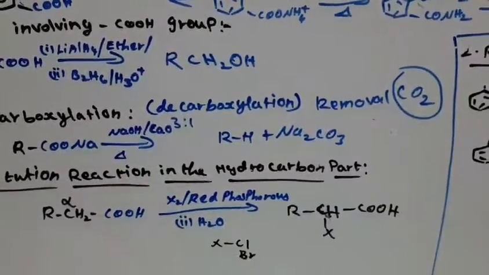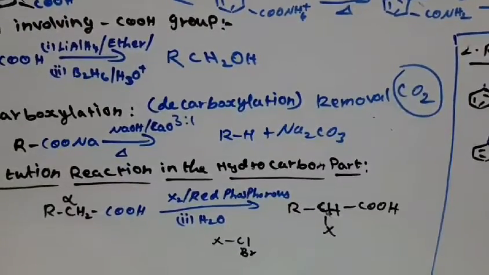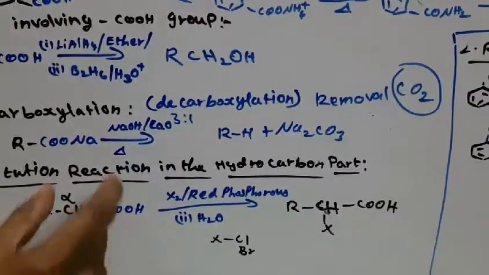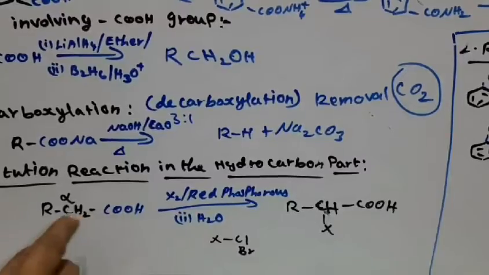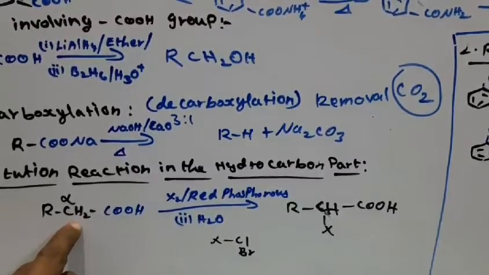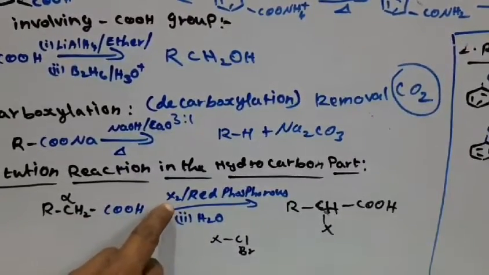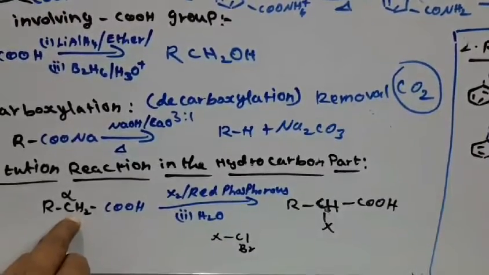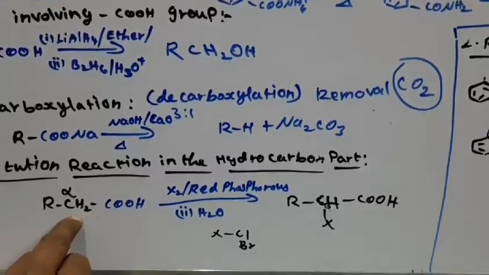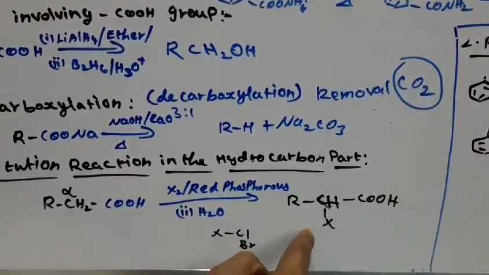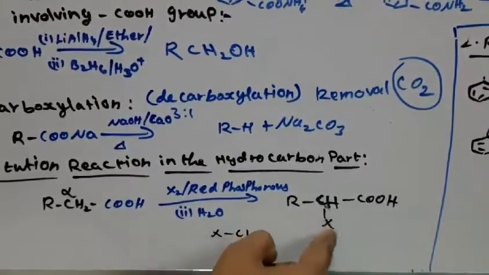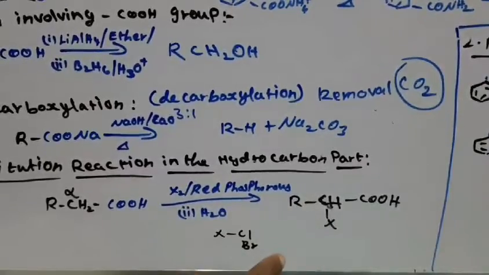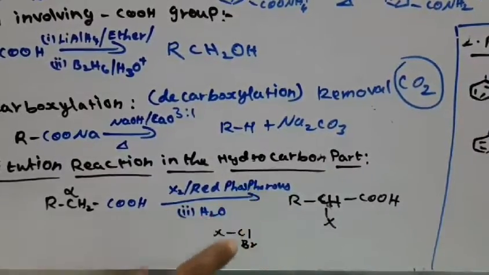So this is called the Hell-Volhard-Zelinsky reaction. What is the Hell-Volhard-Zelinsky reaction? A carboxylic acid contains alpha hydrogen atoms. In the presence of halogens with red phosphorus, the halogen bonds at the alpha position in place of hydrogen, so that is called an alpha-halo acid, because of the halogen. This is called the Hell-Volhard-Zelinsky reaction.